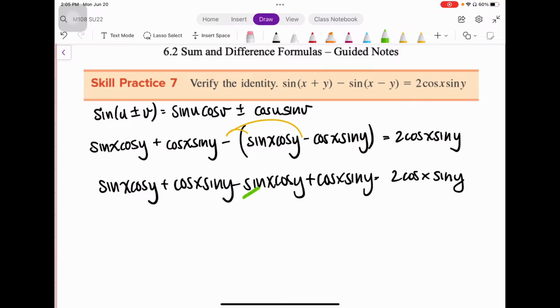With the minus sign, the sine x cosine y terms cancel, but then I have two of the other terms that are left, which is cosine x sine y, which verifies the identity.